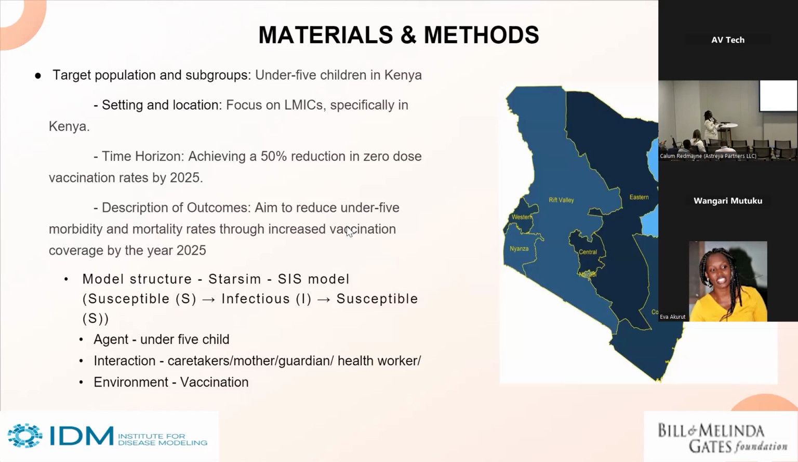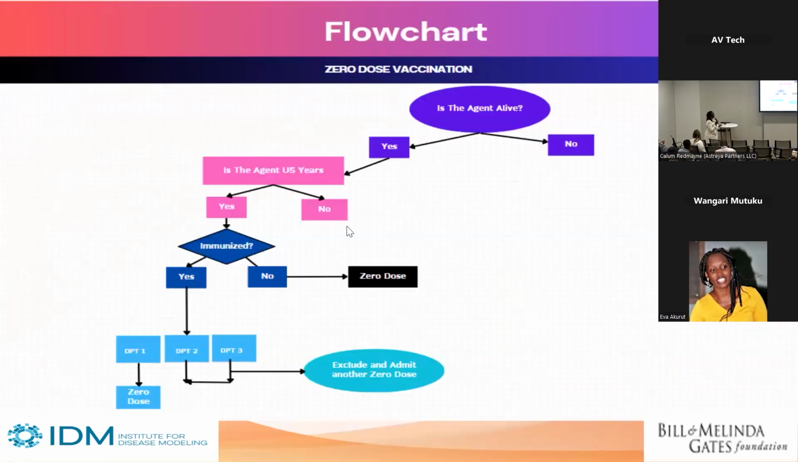We tried to simulate through the SIS model. Why did the SIR model not work for this particular aspect of vaccination? Because it's less applicable to diseases like tetanus, where vaccinations are not long lasting. And why the SIS model? Because immunity is not conferred through natural infection. Allow me to quickly ask Dr. Betsy to take up the model.